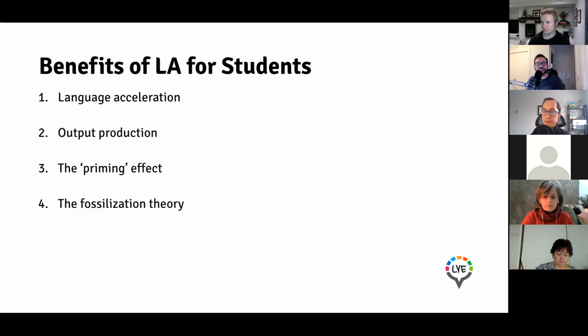When there is no negative feedback on errors and there's a lack of push to make the learner's output more accurate, then it might lead to this problem of fossilization.